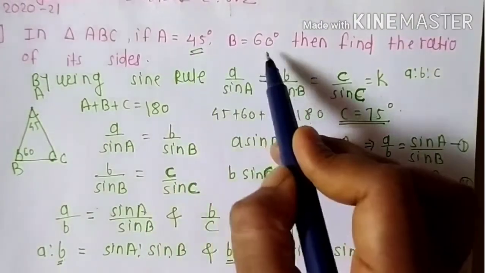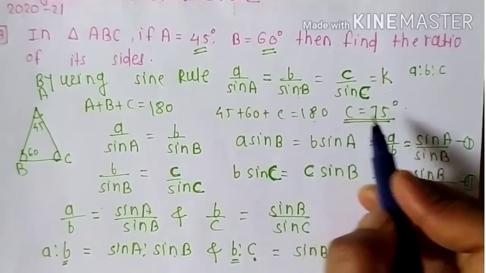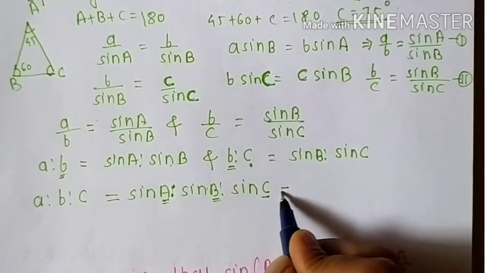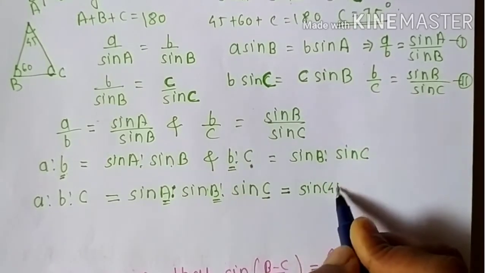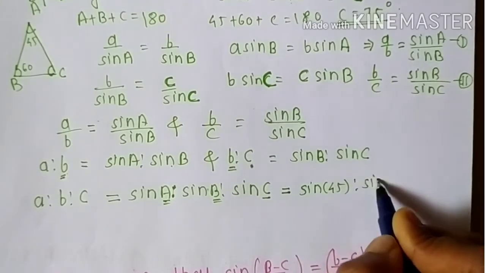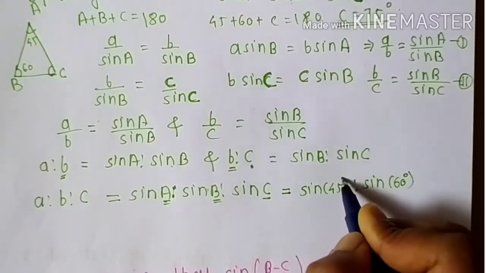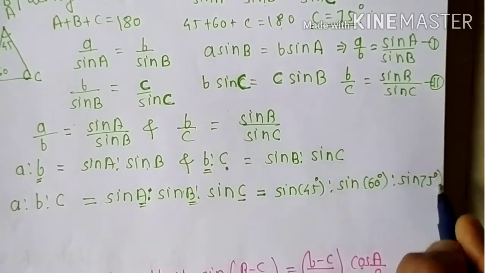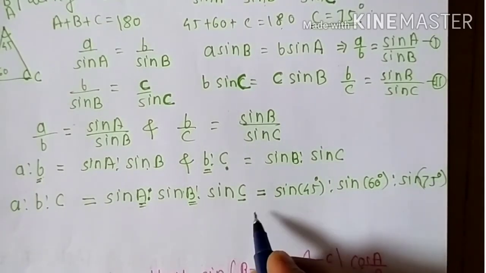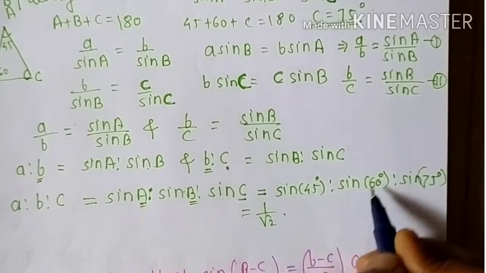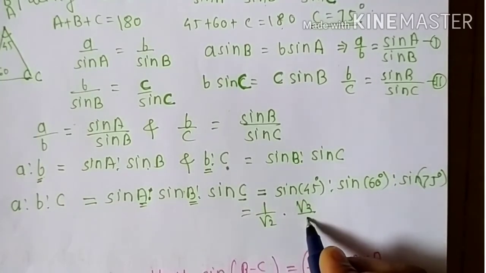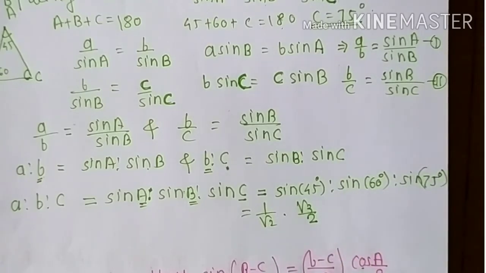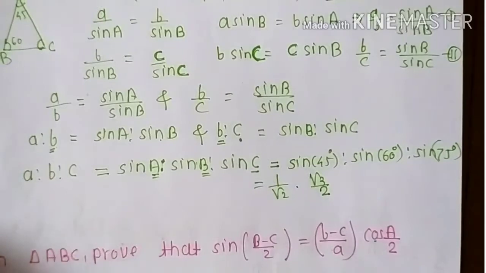Then we know the angles A, B, C, so we substitute these values: A is 45 degree, B is 60 degree, and we are determining C as 75 degree. Then we substitute these values, which is equal to sine of 45 as to sine of 60 degree as to sine of 75 degree. We know that sine of 45 is 1 upon root 2, and sine of 60 is root 3 by 2.